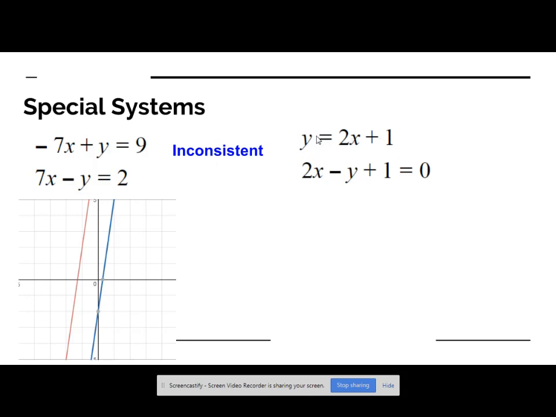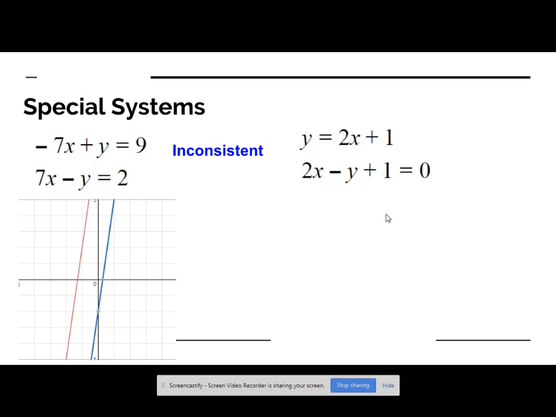The second one here, because y is already by itself, lends itself well to the substitution method. So if you replace y with 2x plus 1, what you'd end up with is 2x minus 2x, and we distribute that minus sign through. So you have 2x minus 1 plus 1. And 2x minus 1 plus 1 equals 0. So you'd end up that 0 equals 0. So this is always true. 0 always equals 0. If you subtracted 2x from both sides and used the elimination method, you'd end up with the same thing. You'd end up with 0 equals 0. And that's fine. 0 does equal 0.